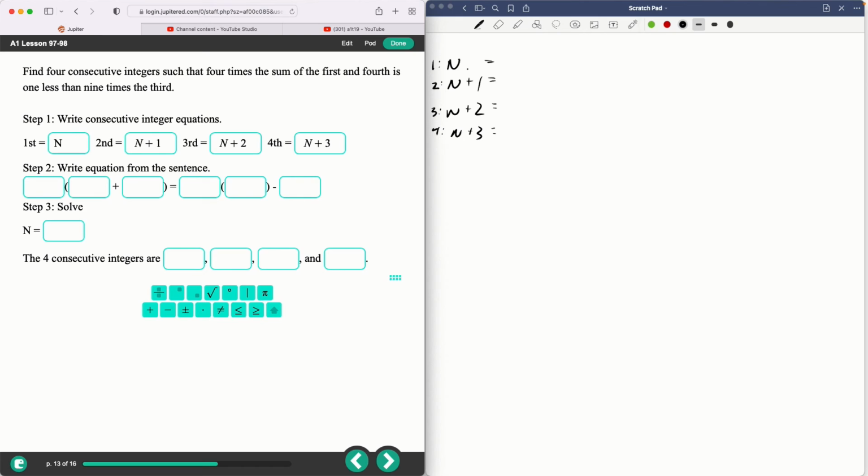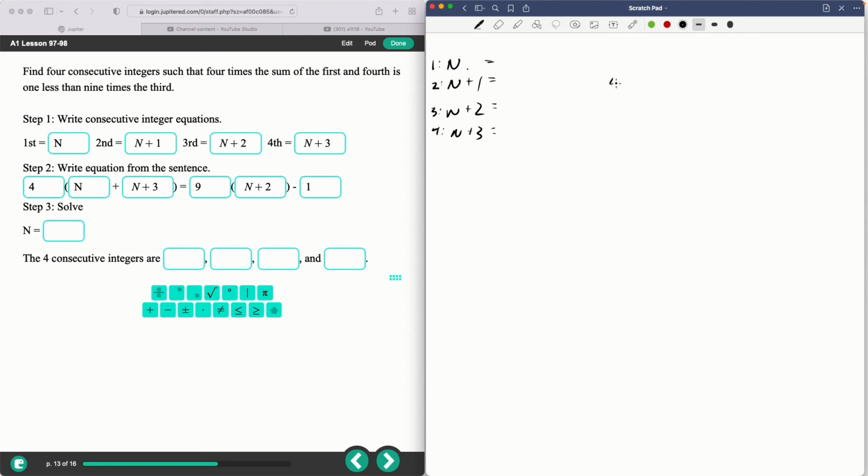Find 4 consecutive integers such that 4 times the sum of the first and fourth. The first is n, the fourth is n plus 3. Is 1 less than 9 times a third. So 9 times the third is n plus 2. Now we solve it, okay?